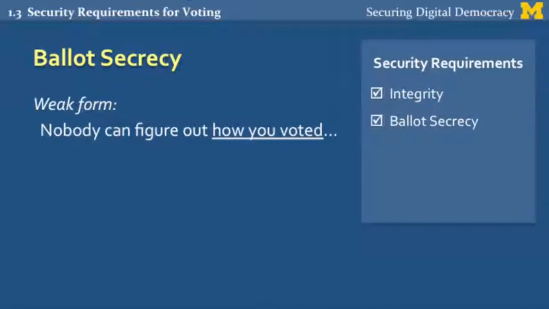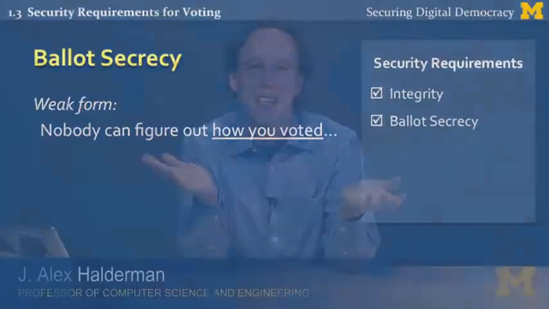Our next security requirement is ballot secrecy, also known as the secret ballot. And one weak form of stating this is that the election system should ensure that nobody can figure out how you voted. This protects your privacy against your snooping neighbors, your employer. It's just as we intuitively think your vote should be private.